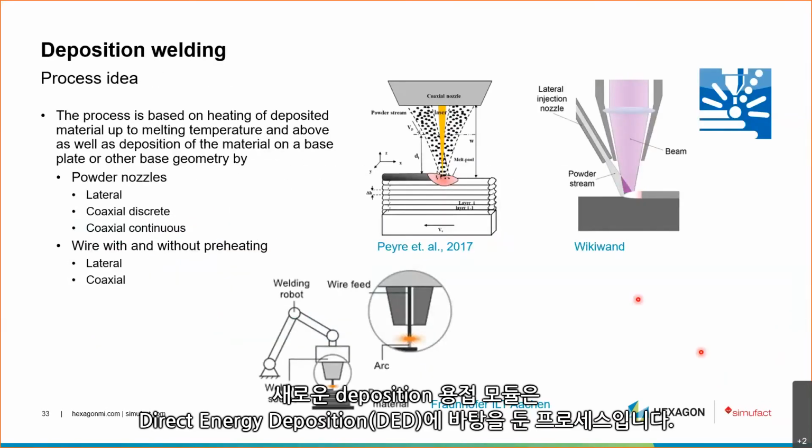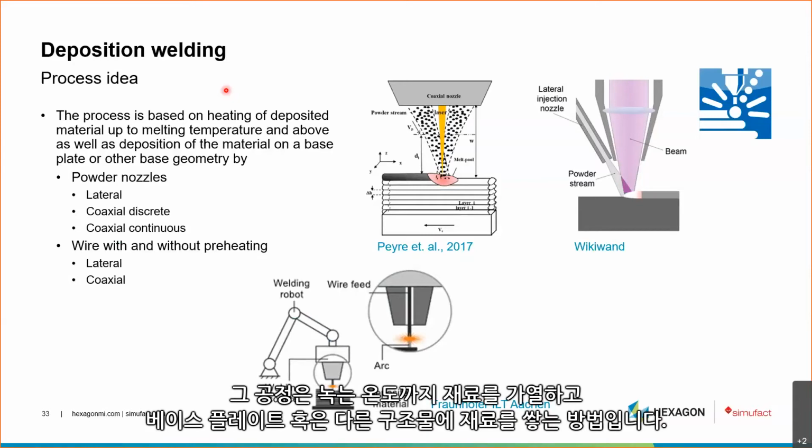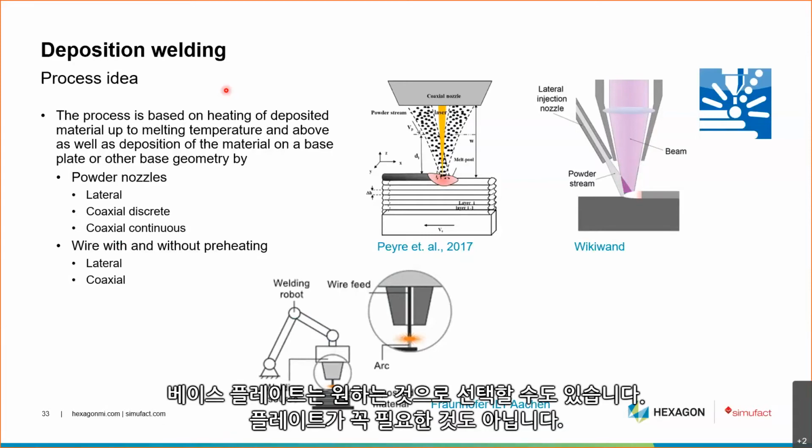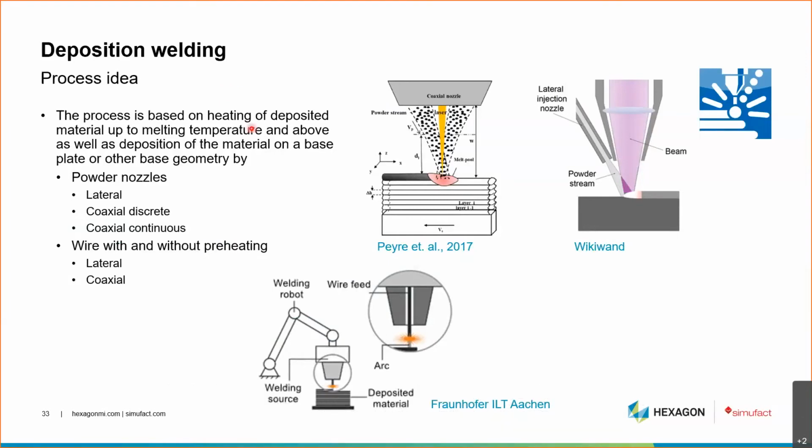The new deposition welding module is based on the so-called direct energy deposition process. So a brief overview of the process idea. The process itself is based on heating of deposit material up to melting temperature and deposition of the material on a base plate or some other base geometry. It can be whatever you want. There's no need to have a plate for it.